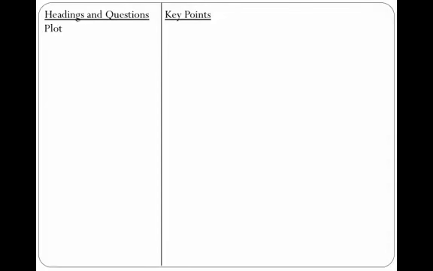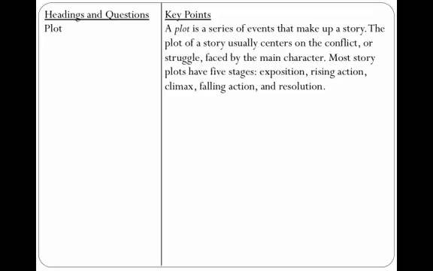First header is plot. A plot is a series of events that make up a story. The plot of a story usually centers on the conflict or struggle faced by the main character. Most story plots have 5 stages: exposition, rising action, climax, falling action, and resolution. It's important that we understand each of these stages and what happens in them. Go ahead and pause the movie now and take down the note.